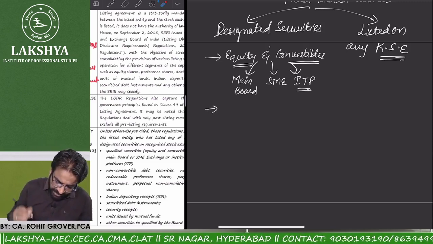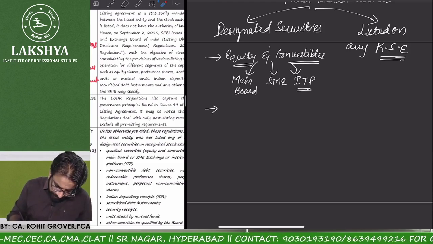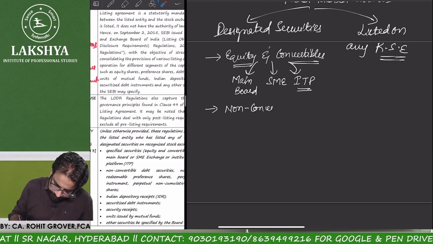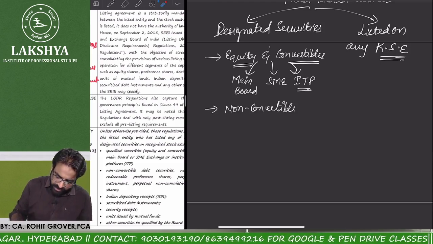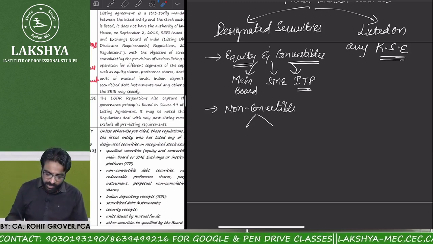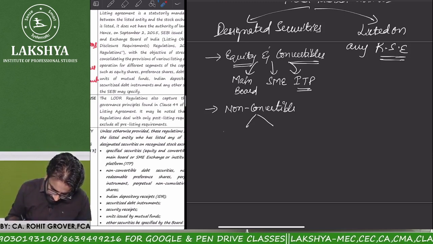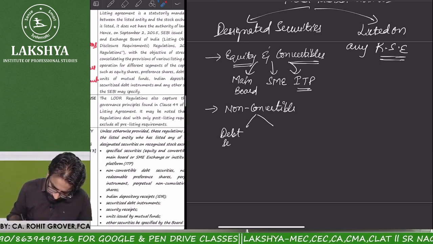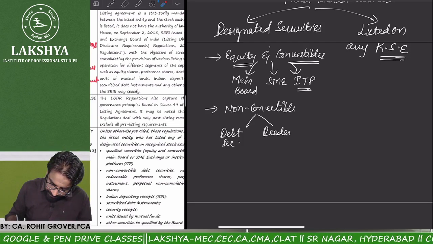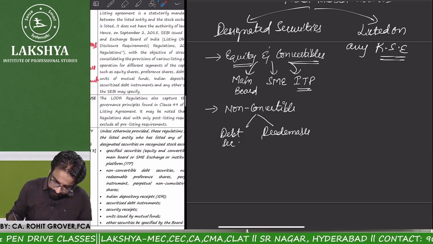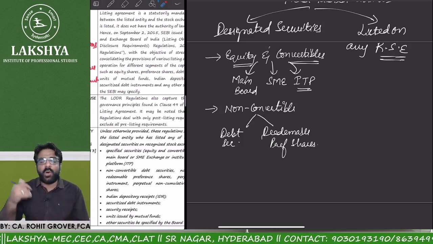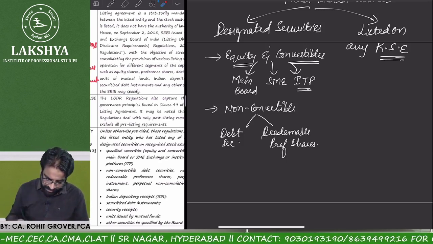Clear everyone? Second one, if you have issued non-convertible, in the non-convertible there were 2 things. Try to remember 2 things: non-convertible debt securities and non-convertible redeemable preference shares.